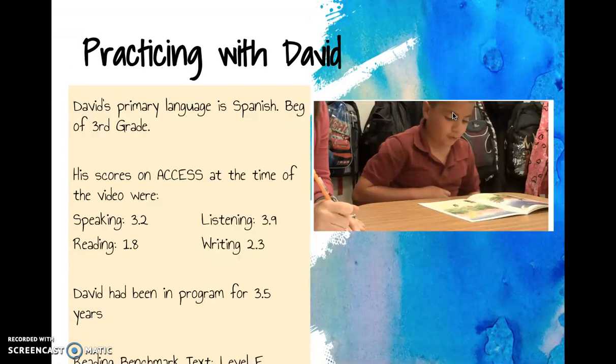In addition, the text that David is reading is a benchmark text called Marvella and the Moon. It is a level F, which would fall in the first grade text level range. Keep in mind that David is currently in 3rd grade.